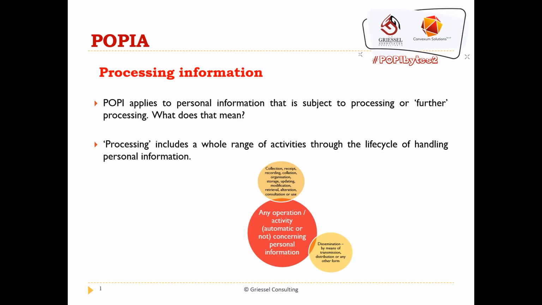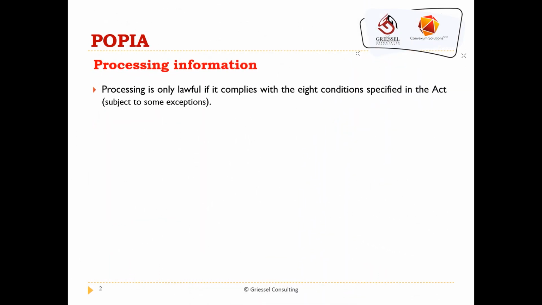Also, any type of dissemination or transmission or distribution of that information. And then, of course, any other actions like merging or linking, if you erase or archive, or if you destruct the information at the end of the day. All of that is also part of processing. Now, why is it important to understand processing? Processing is only lawful in terms of the POPI Act if it complies with 8 very specific conditions that's been specified in POPI or restrictions.